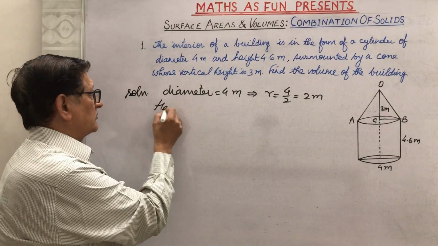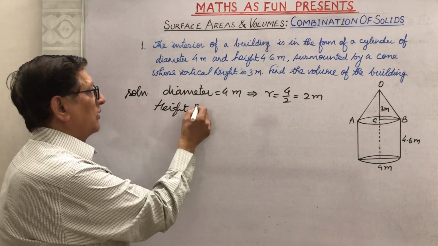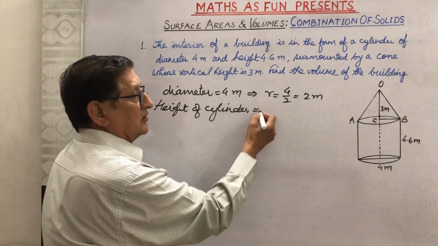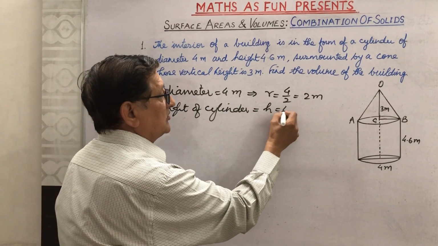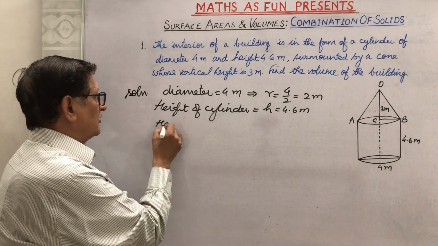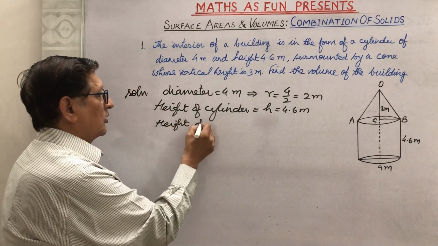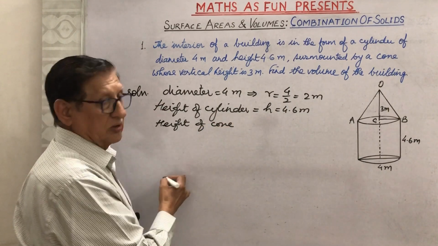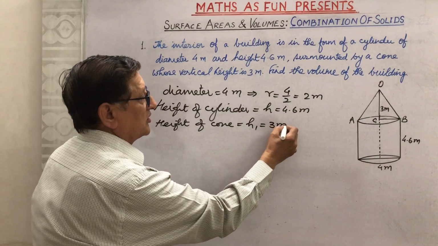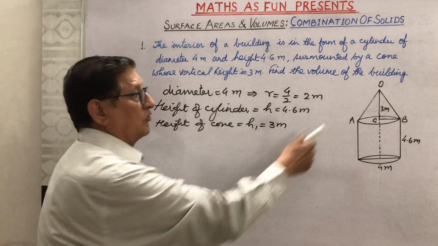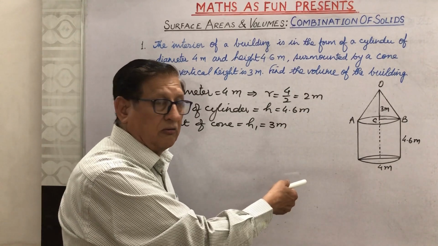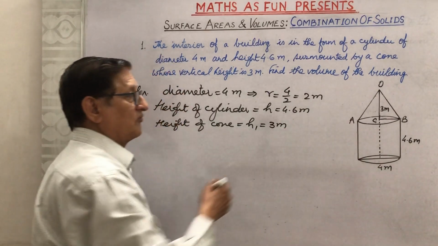Height of the cylindrical part, or cylinder, that is H, suppose 4.6 meters, and the height of the conical part, or we say cone, that is suppose H1, equal to 3 meters. To find the volume of this building, as we learned just now, we have to add the volumes of both.